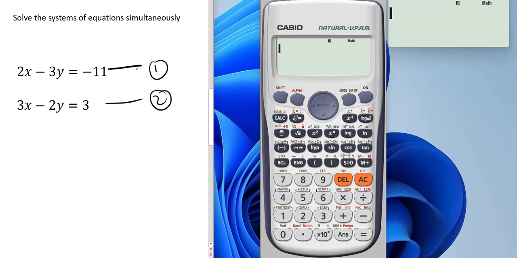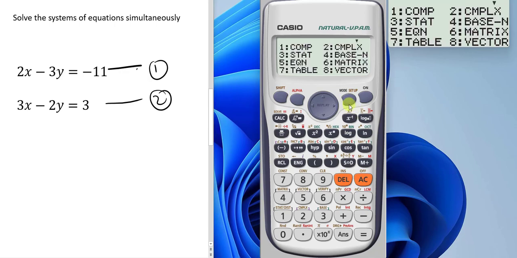So the first thing you're going to do is you go to the calculator, you press the mode. This is the mode. You will see the functions in the calculator. And because we are dealing with equations, we are going to press on equation. Now, the number that corresponds to the equation is 5. So we are going to press on 5 because 5 is EQN. The EQN is equations. So we press on the 5.